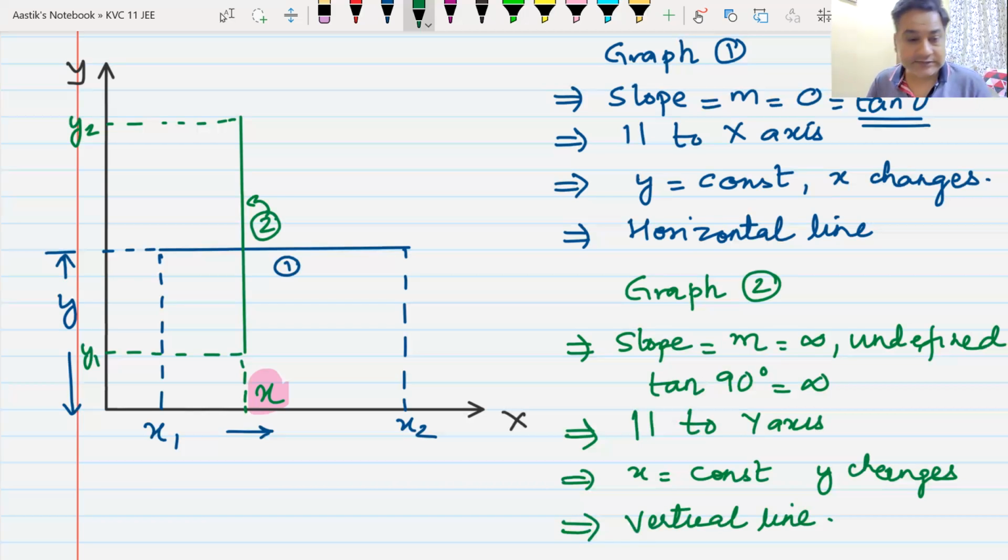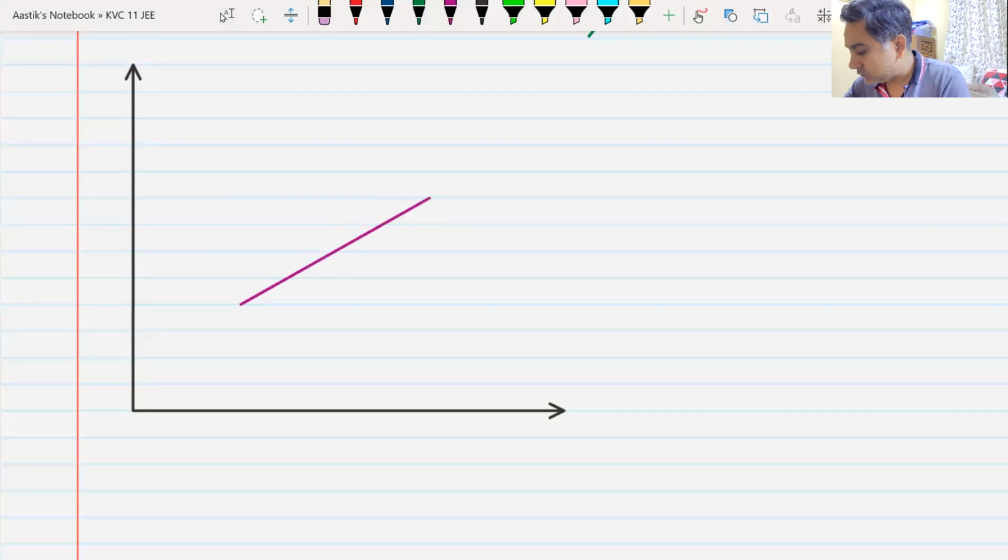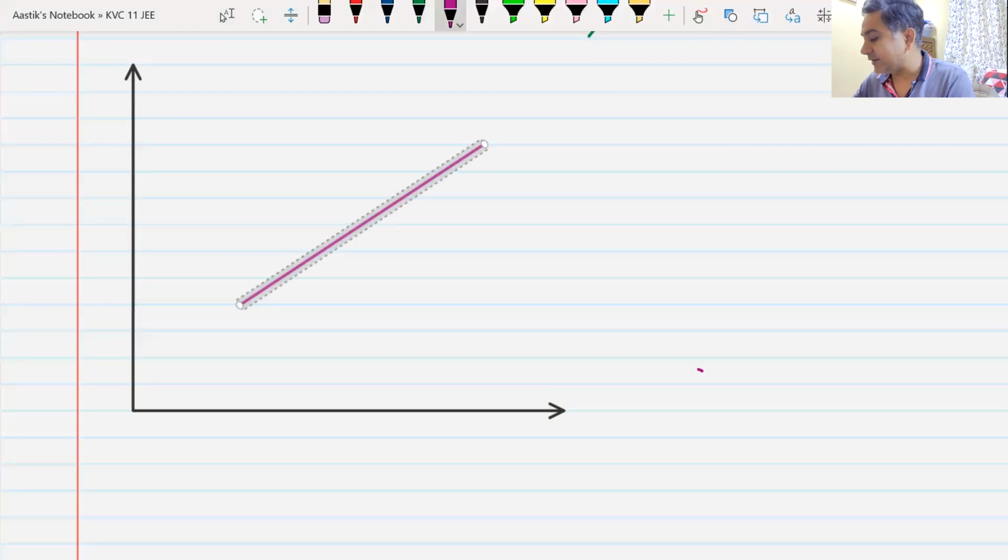Yes. Now, we have seen the two extreme graphs. One is the graph which is horizontal. One is the graph which is vertical. Two extreme graphs. Horizontal graph, vertical graph. What about the next graph? How would the next graph look like? The next graph would look exactly like what we had drawn in the first case. The next graph looks like this.